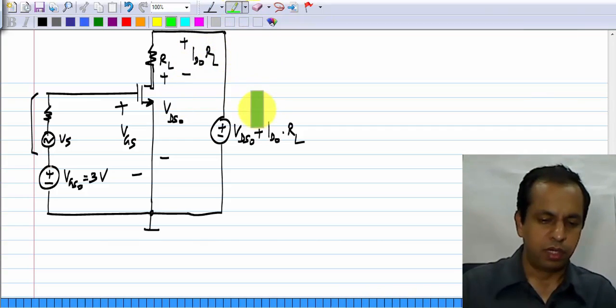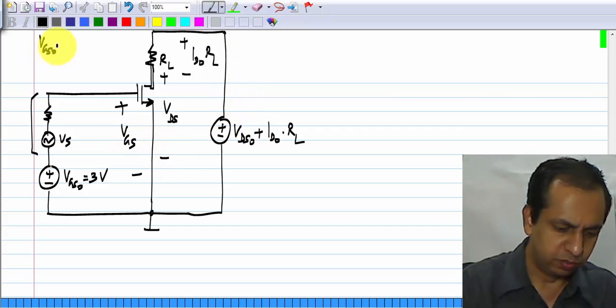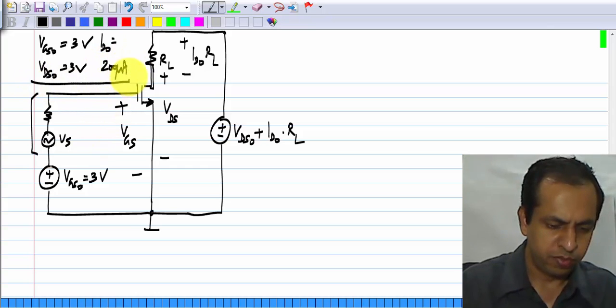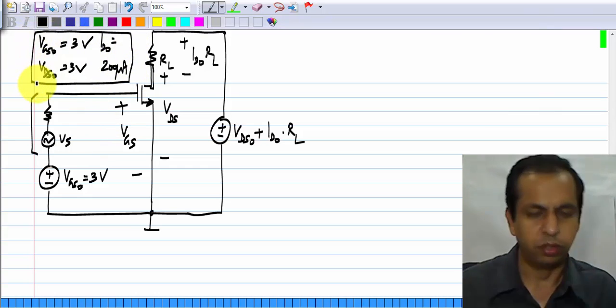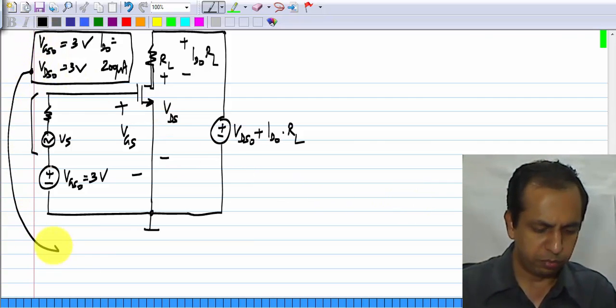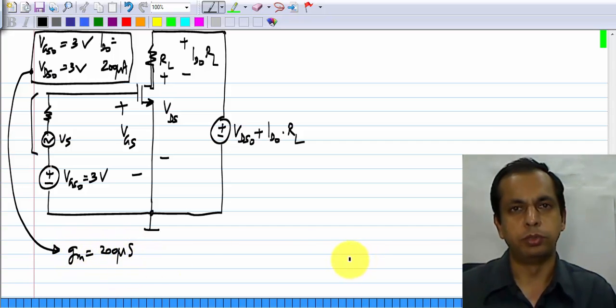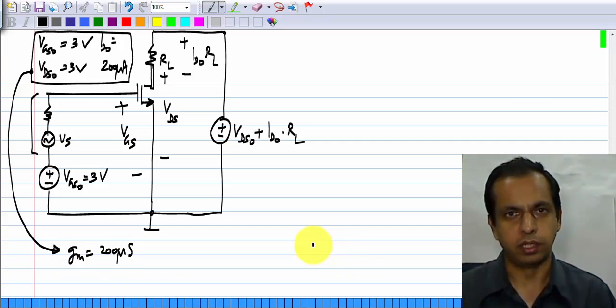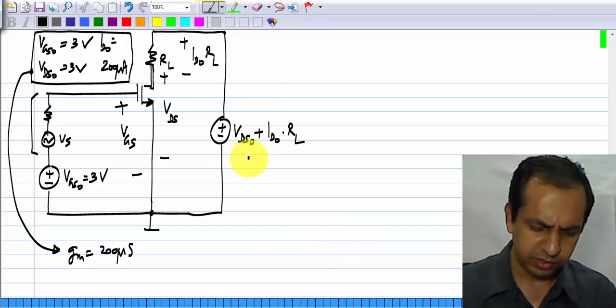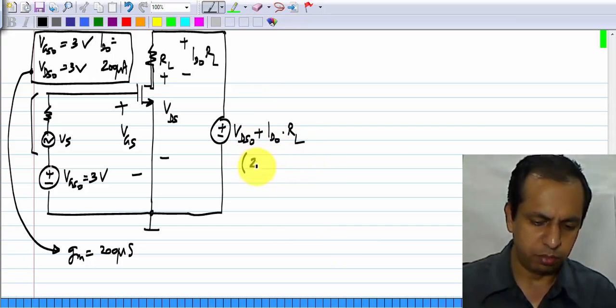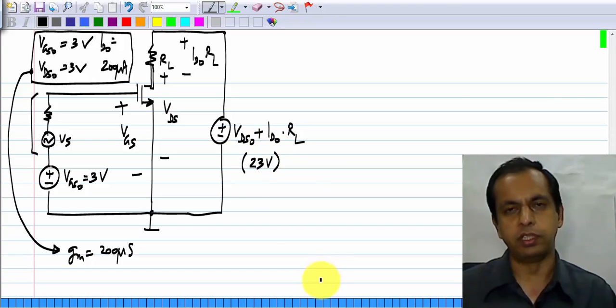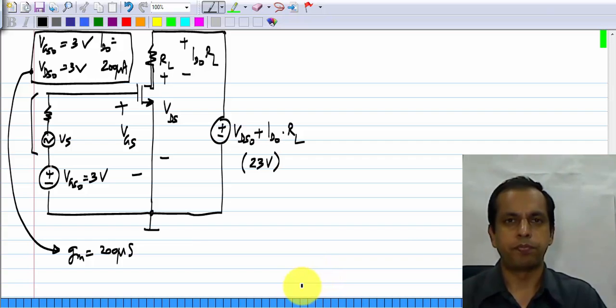Okay. And in our numerical example, VGS0 was 3 volts and VDS0 was 3 volts, which gave an ID0, the operating point current, of 200 microamperes. Okay. So, the operating point conditions are known, and we in fact came up with this operating point to get a gm of 200 microsiemens, which was in turn to get a gain of 20. Okay. For this, the voltage source on the drain side must be 23 volts. Okay.